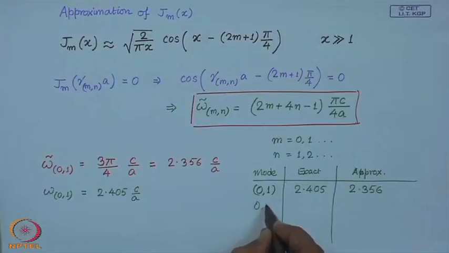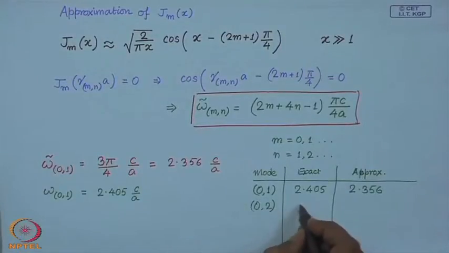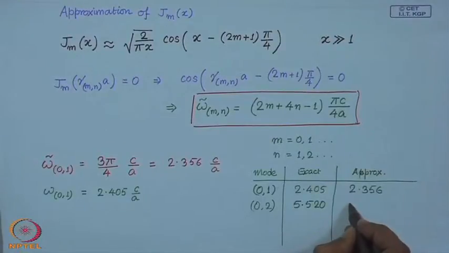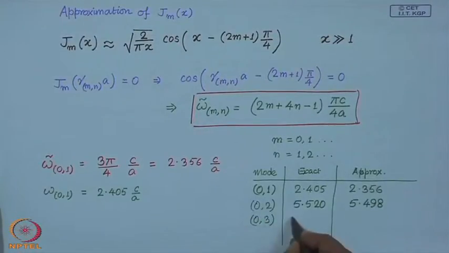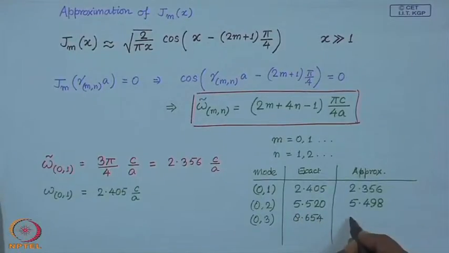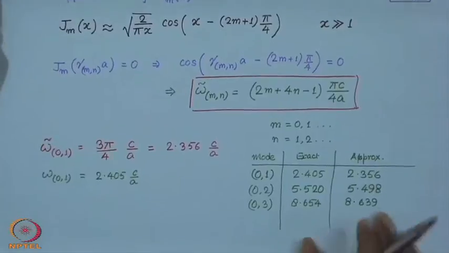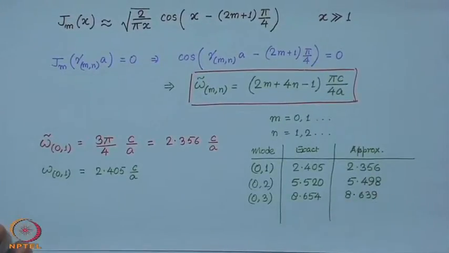If I take 0 2, the exact solution is 5.52, and this one turns out to be 5.498. 0 3, the exact is 8.654, and the approximation obtained from here is 8.639. So, you can see progressively you are approaching the exact solution.